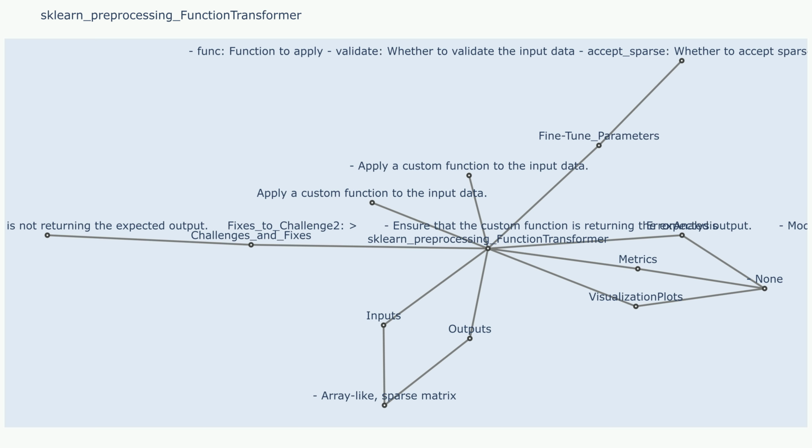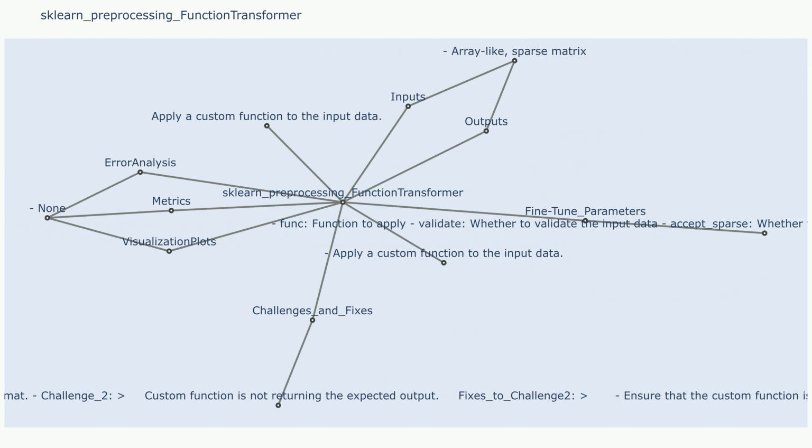sklearn preprocessing FunctionTransformer. Description: the FunctionTransformer class in scikit-learn is a versatile preprocessing tool that allows you to apply arbitrary functions to your data before feeding it into machine learning models. It essentially acts as a wrapper for your custom function, making it compatible with scikit-learn's pipeline and other features.